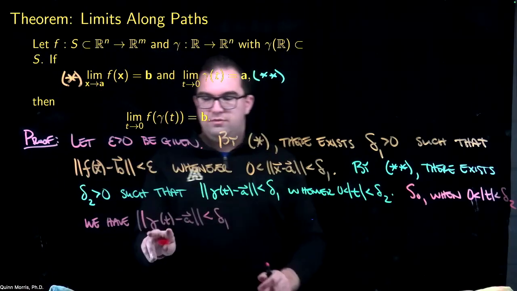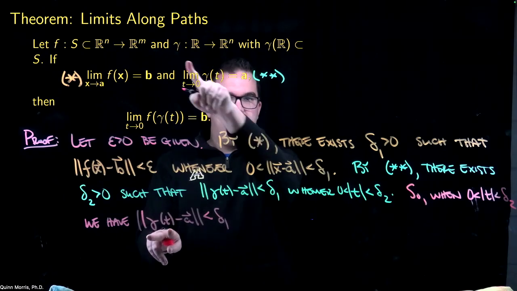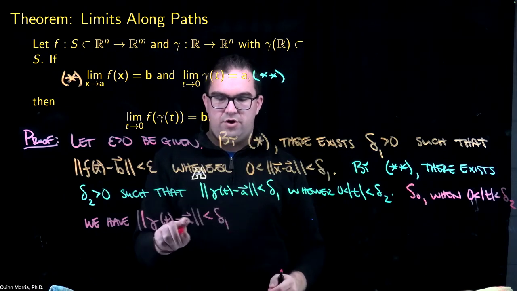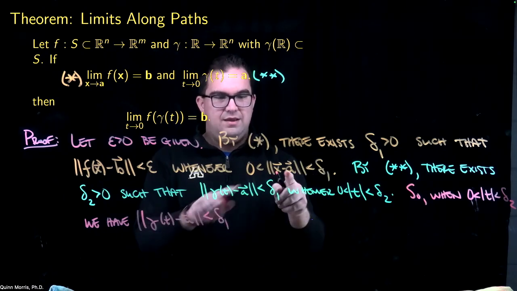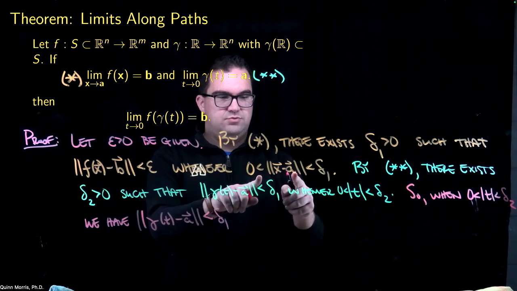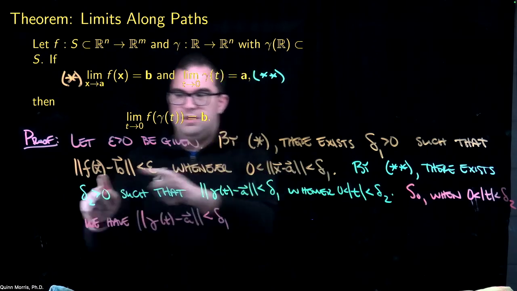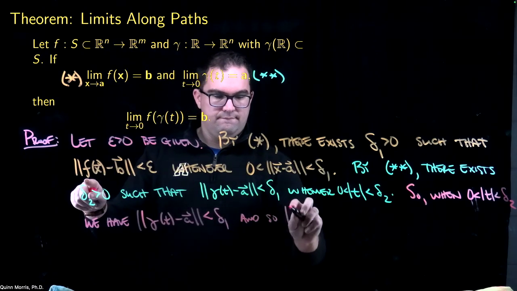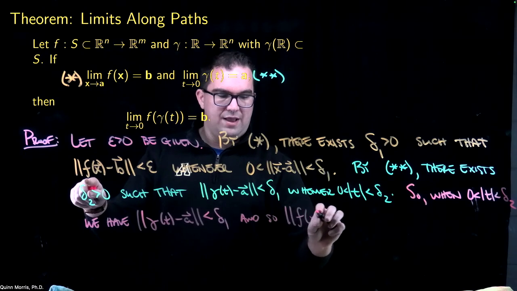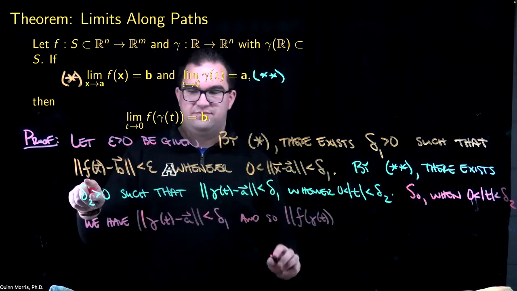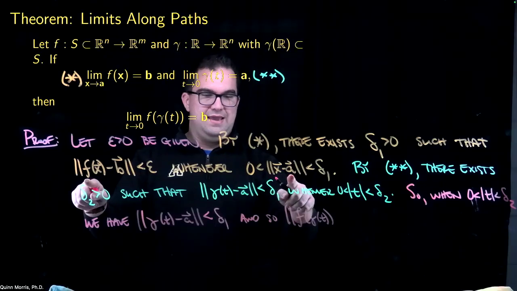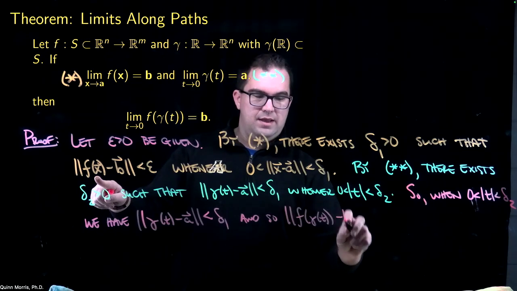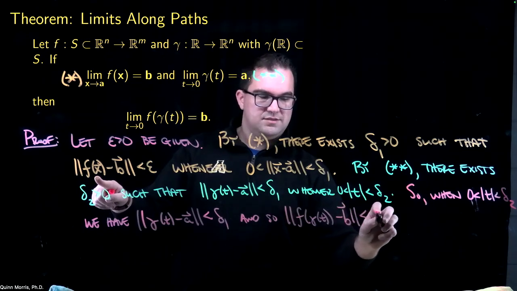Okay. And now this gamma of t, right? Gamma of t is a vector in Rn. So this is a vector in Rn that is within delta 1 of a. And whenever I have a vector in Rn that's within delta 1 of a, f of that vector, f of that particular x, in this case, that particular x vector that's within delta 1 of a is called gamma of t. So f of gamma of t minus b has to be less than epsilon.